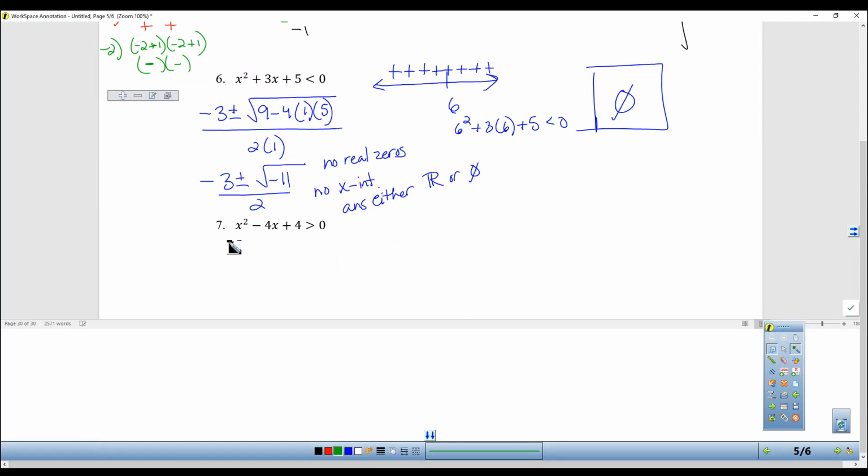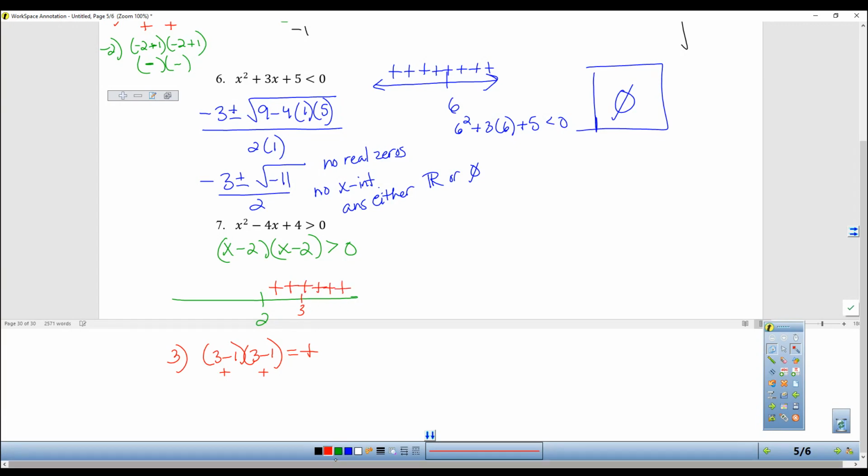Next one's already equal to 0, so I jump straight to the factoring step. I'm going to do 2 and 2. So my only critical number is 2, which means I only have 2 sections to check. I'm going to check 3. If I plug a 3 in, I get 3 minus 1 times 3 minus 1, which is 2 times 2, which is 4, which is positive. And that means this entire interval is positive.